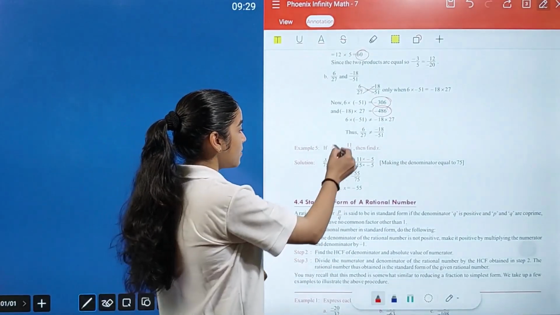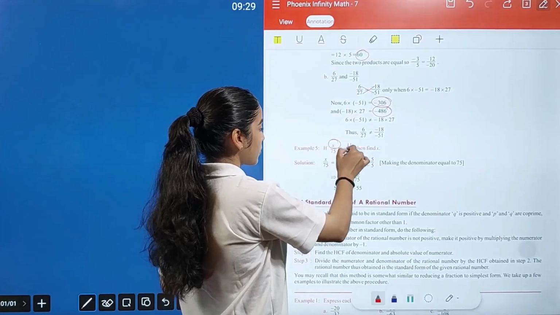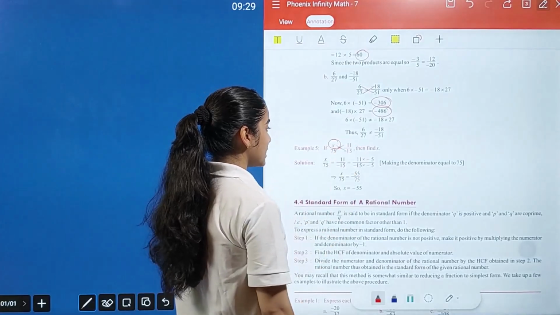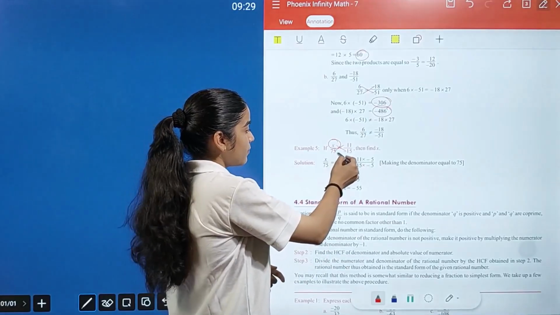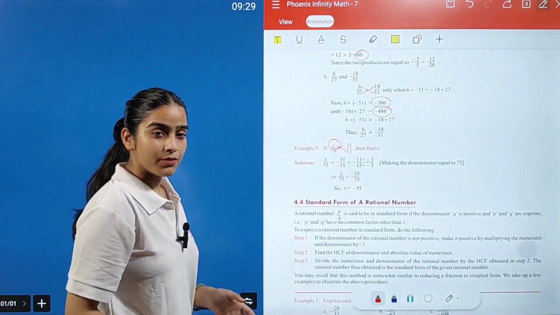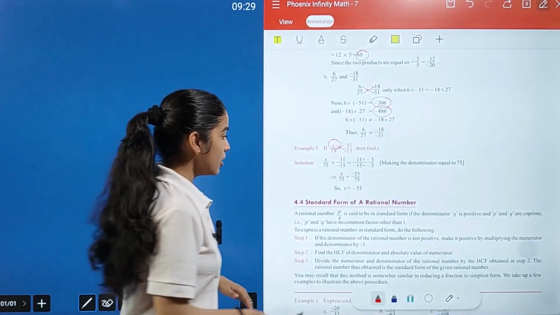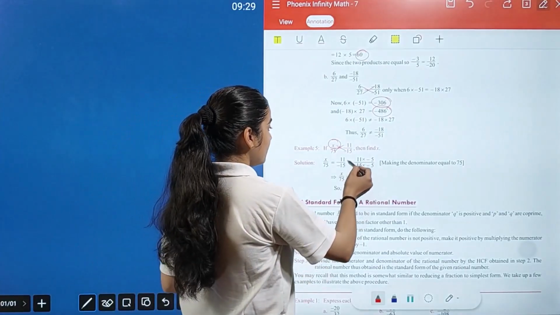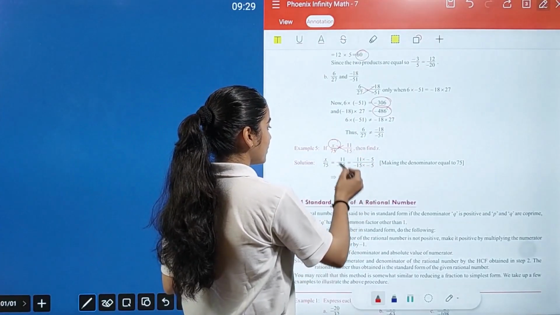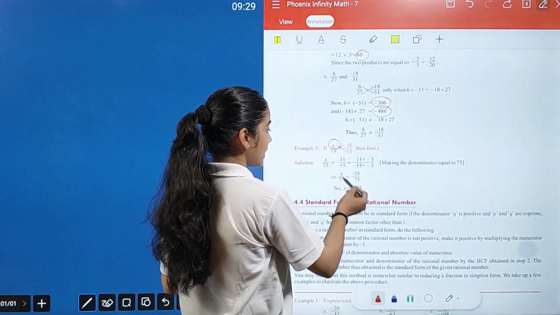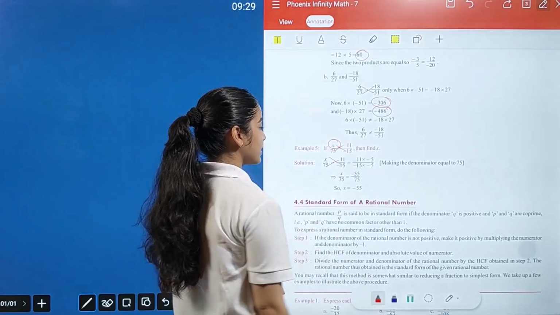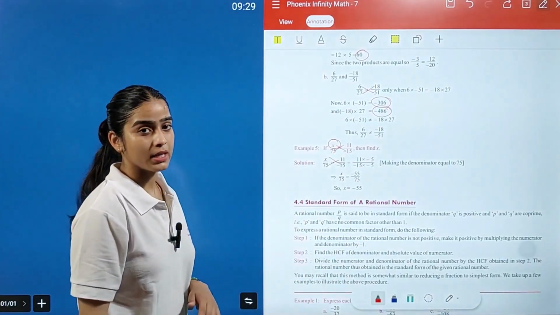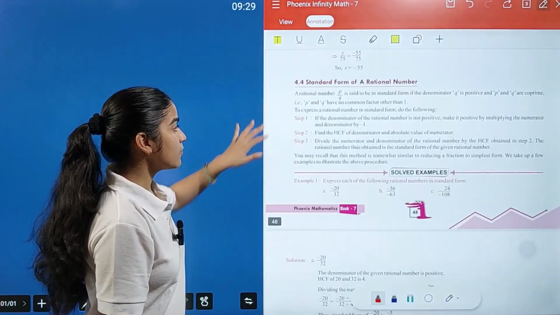Now if we have a missing number in a rational number, by cross multiplying we get the answer, or you can also assume it: which number we have to divide 75 by so it will be converted into 15, so that is your 5. So it means you have here 55, or you can also cross multiply it. So multiply 75 by 11 and the product divided by minus 15, you will get your answer, which is minus 55.